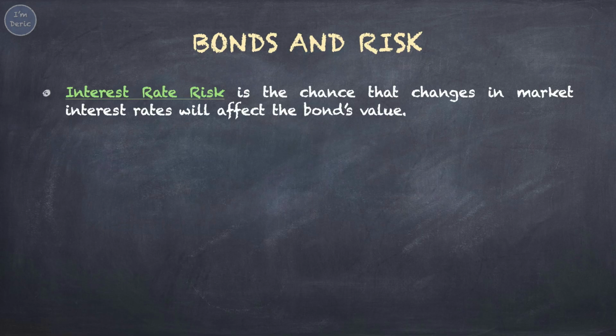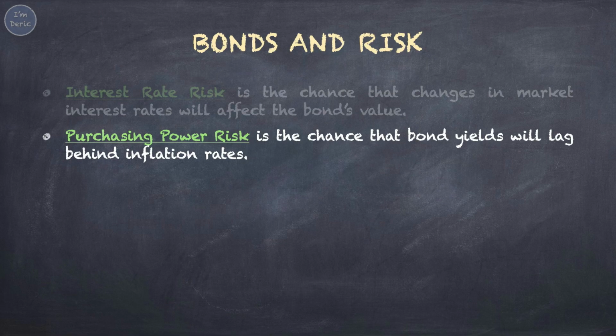Interest rate risk is the chance that changes in market interest rates will affect the bond's value. The higher the market interest rate, the lower the bond price. Purchasing power risk is the chance that bond yields will lag behind inflation rates. That means what you earn from the bond return is not sufficient to cover the inflation.